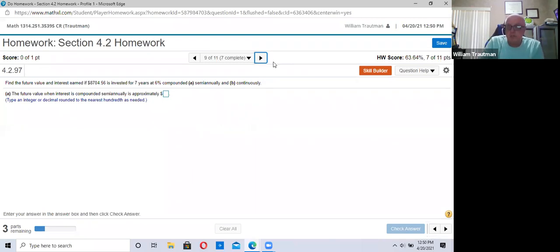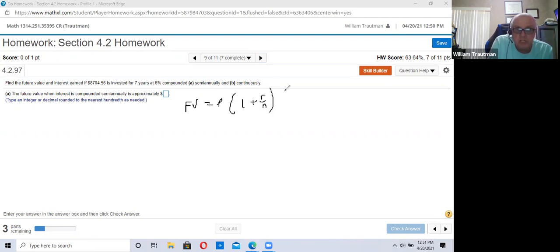All right, so here's the money again. Find the future value and the interest earned. If 87 is invested for 7 years, remember future value equals present value times 1 plus r over n raised to the nt power. So part A is semi-annual, n equals 2, twice a year.